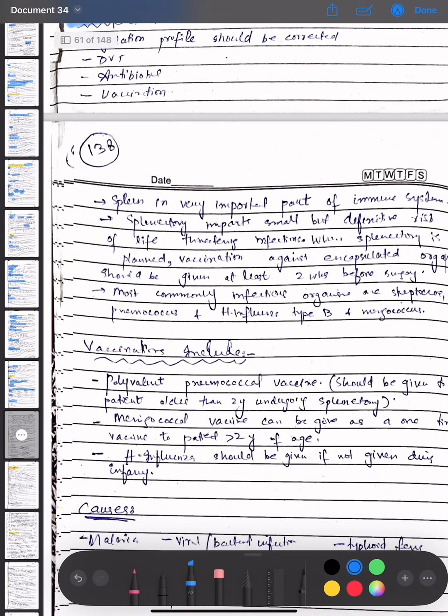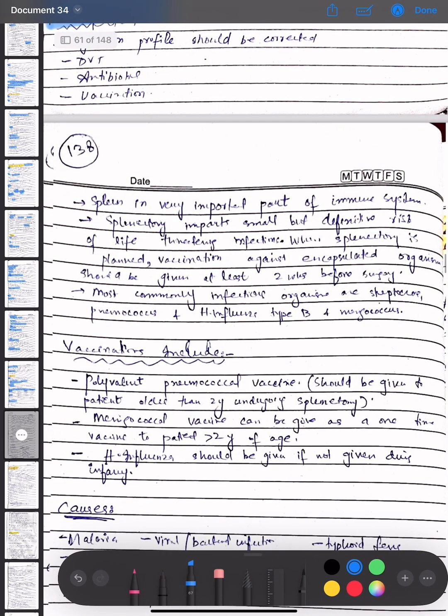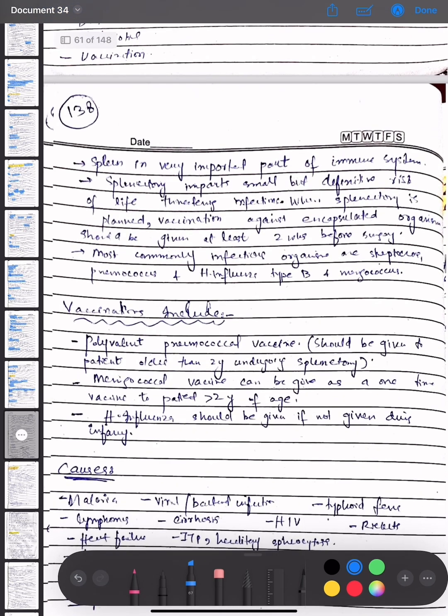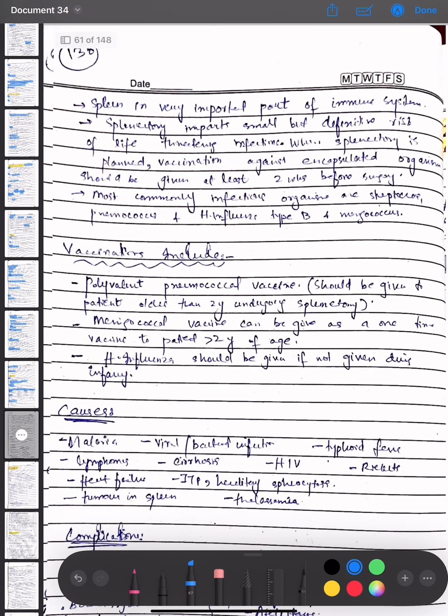The spleen is a very important part of the immune system. Splenectomy imparts a small but definite risk of life-threatening infections. When splenectomy is planned, vaccination against encapsulated organisms should be given at least 2 weeks before surgery. Most commonly, the infectious organisms are streptococcus, pneumococcus, H. influenza type B, and meningococcus.